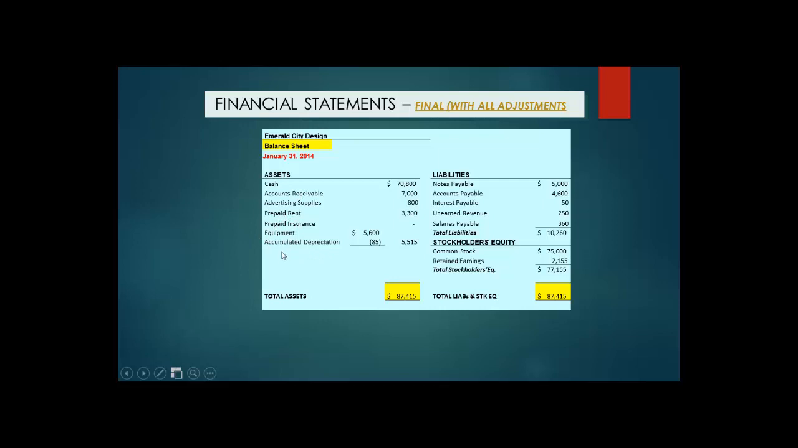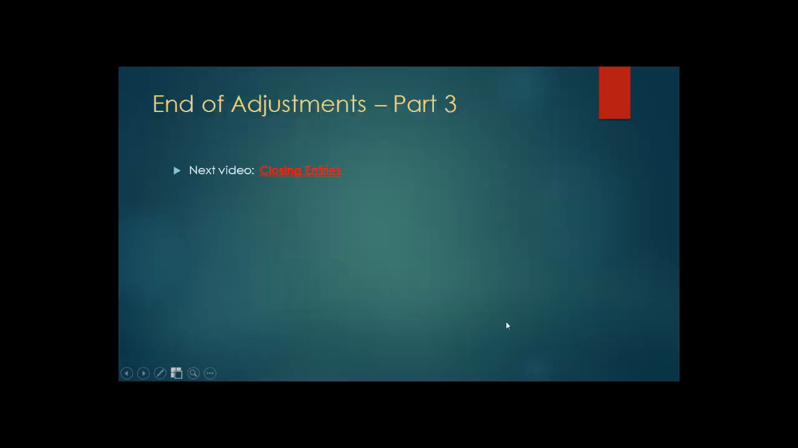Equipment is a long-term asset, and we list the long-term assets after the short-term assets. Here are all your liabilities, total liabilities, common stock, and now retained earnings, we show that revised new balance, and you can see you're in balance. That ends the adjustments. Our next video will be closing journal entries.